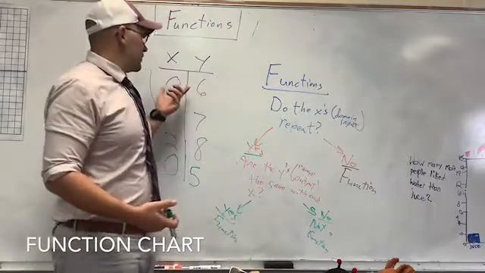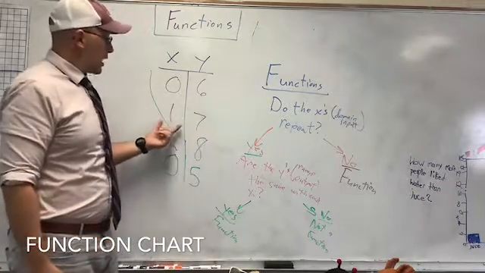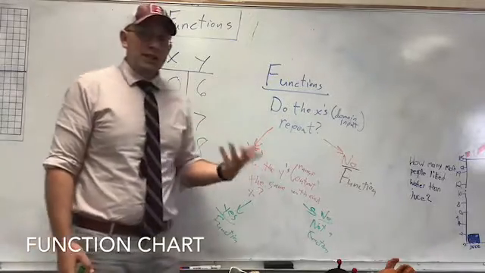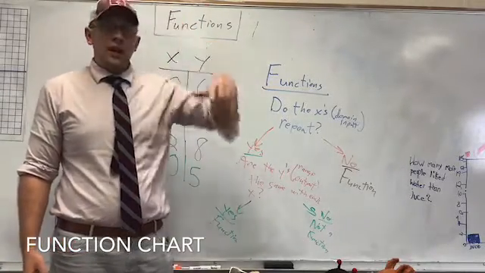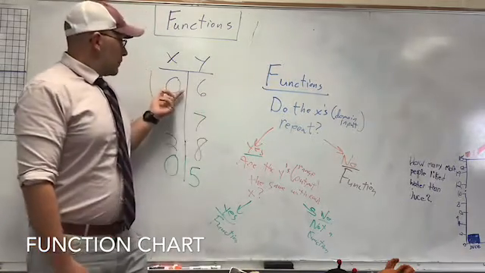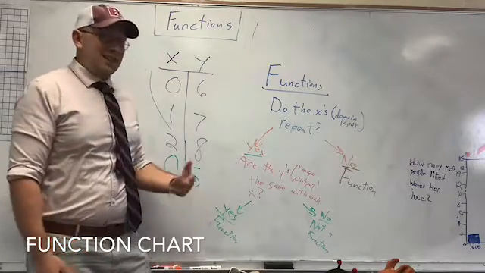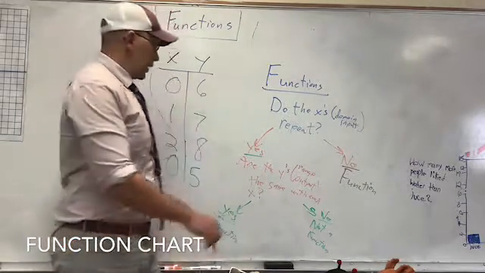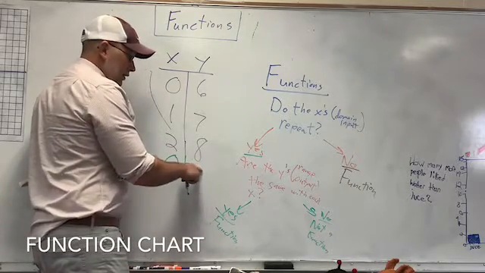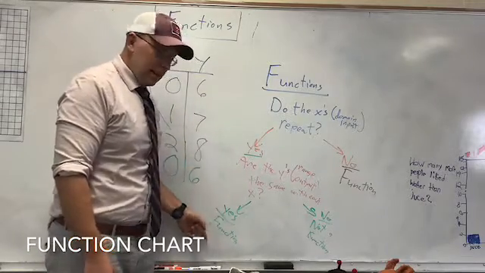Every time I put in this x of 0, I should get 6 out. Every time I put 1 into the function, I should get 7 out. Every input has exactly one output. So if I put in 0 this time and get 6, and I put in 0 and get 5, it is not a function. But if I put 0 in again and get 6 again, then yes, it is a function.